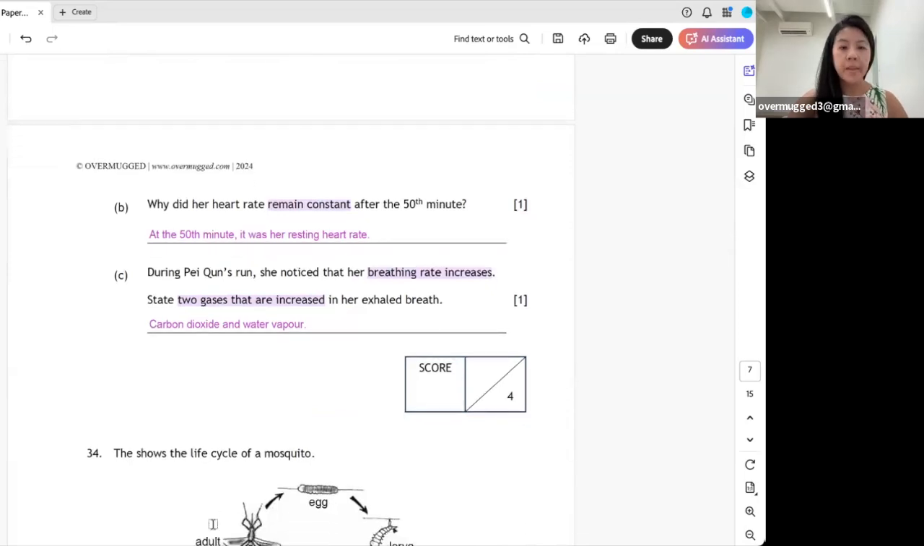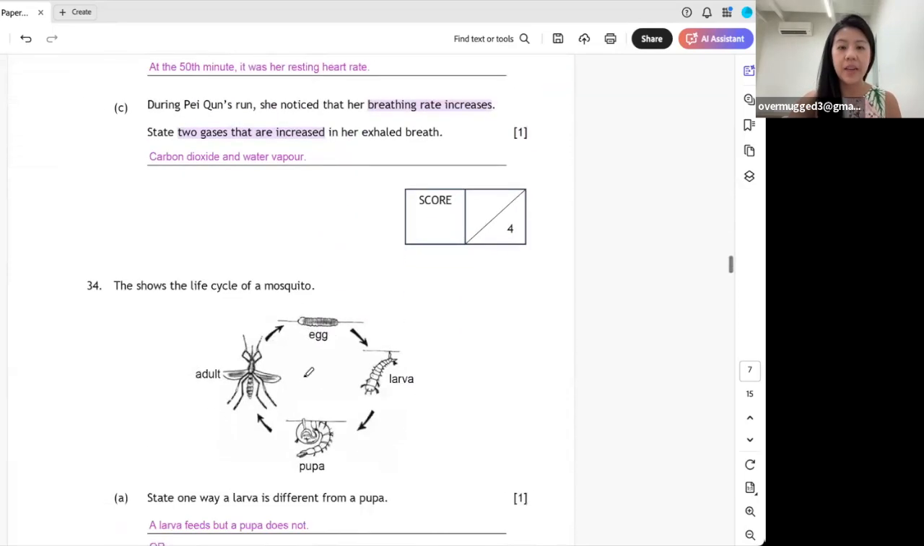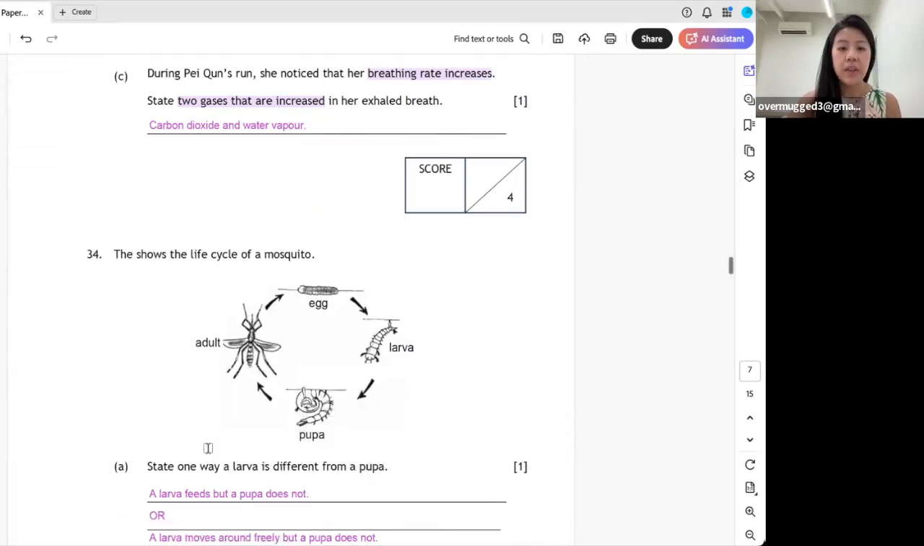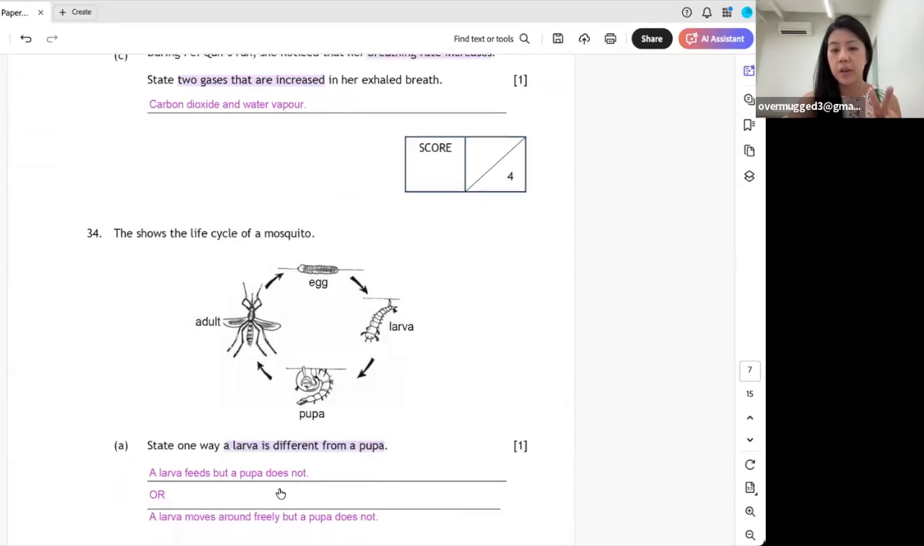Okay, and then 34, we have a life cycle of a mosquito here. This is something related to what you've learned in primary 4. What we want is a way that a larva is different from the pupa. So you can answer with either of these. The larva feeds, but the pupa does not. A larva moves around freely, but the pupa does not.